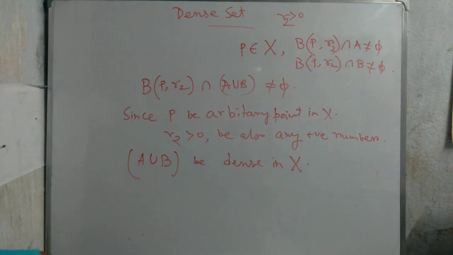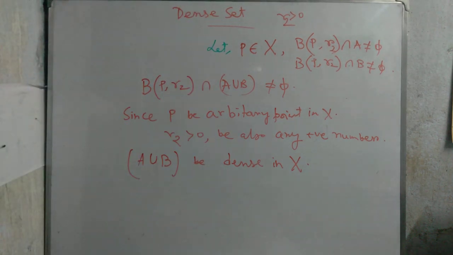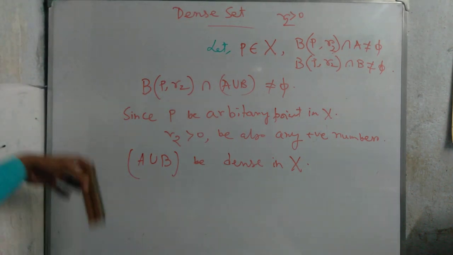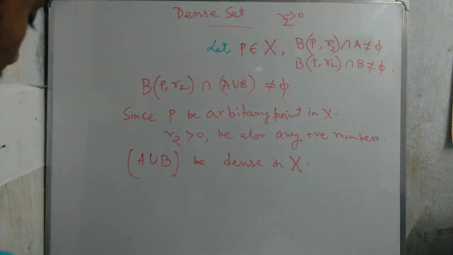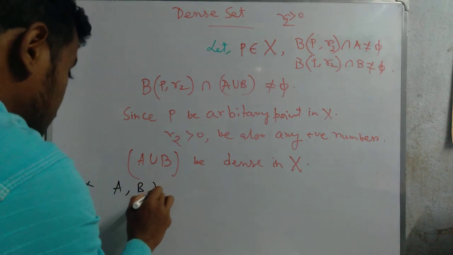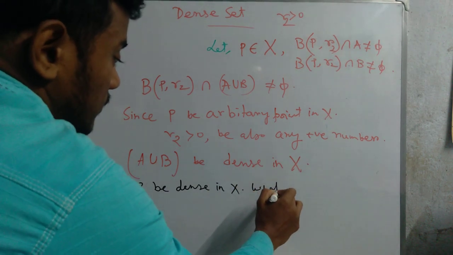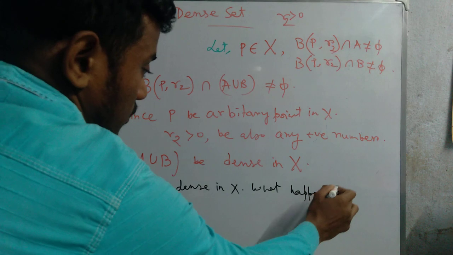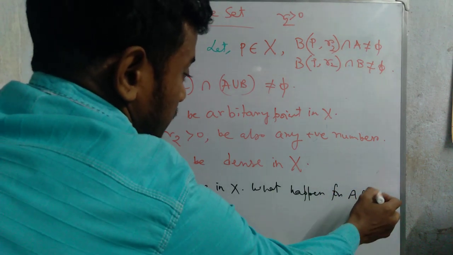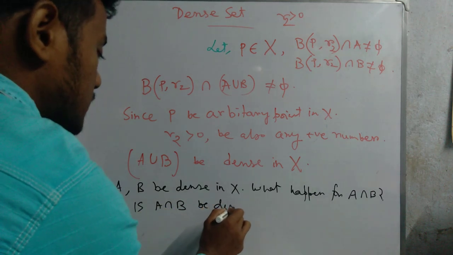So simply we talk about it. Next we think about A intersection B. What happened? Write this question here. If A and B are dense in X, then what happens for A intersection B? That means, is A intersection B dense in X?